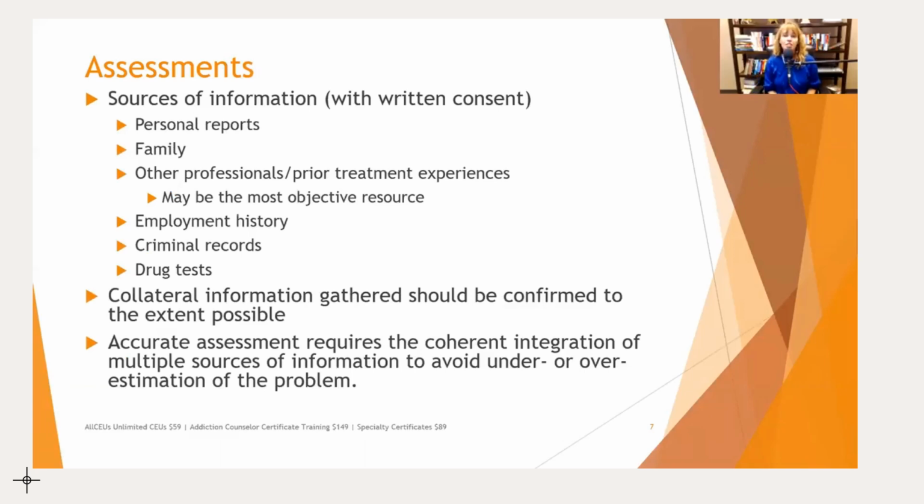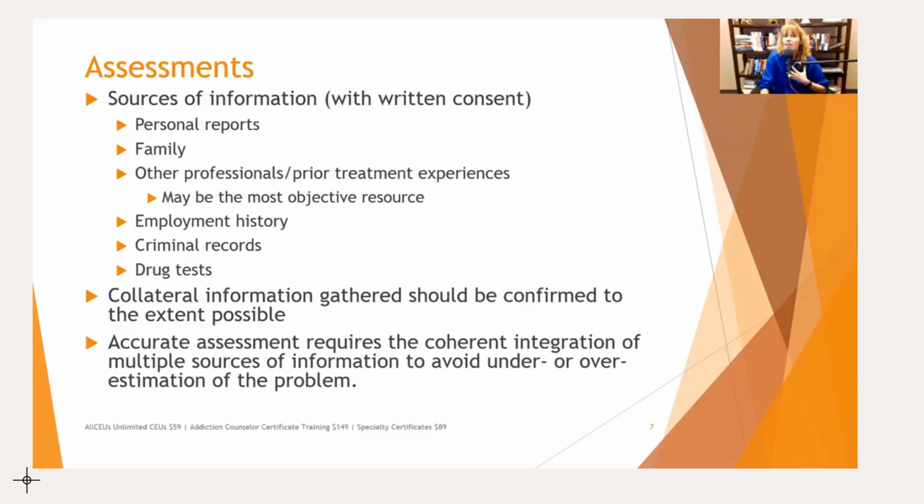Sources of information, with written consent, of course: personal reports, reports from family, reports from other professionals or prior treatment experiences, their employment history, criminal records, and any available drug tests. Collateral information gathered should be confirmed to the extent possible to make sure it's actually valid. An accurate assessment requires the coherent integration of multiple sources of information to avoid over or underestimation of the problem.